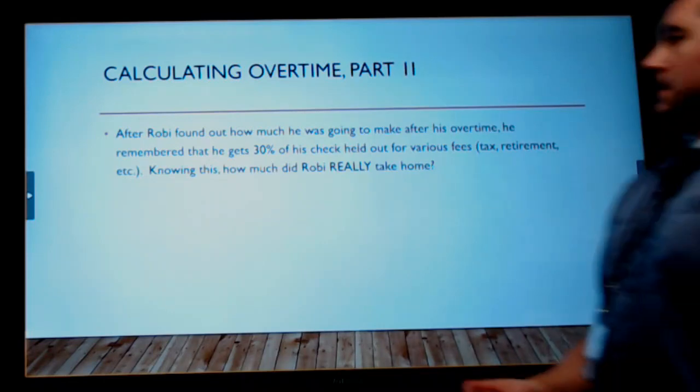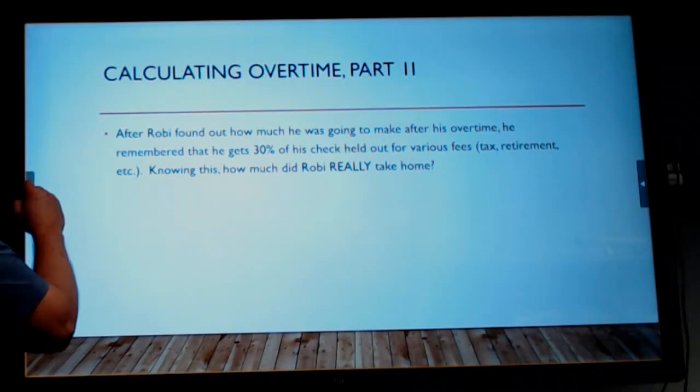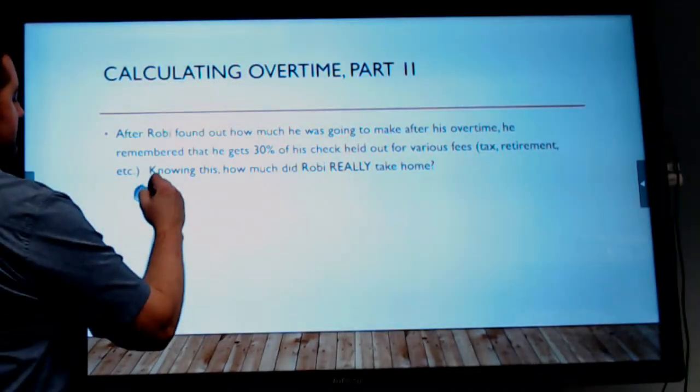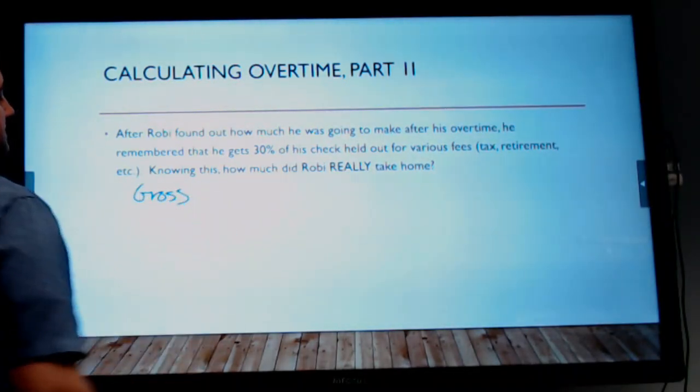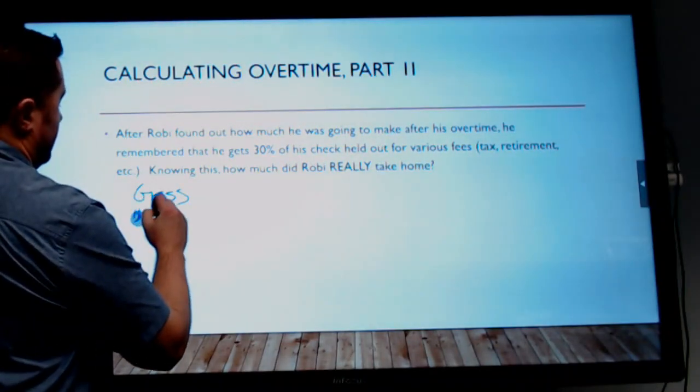So, after Robbie found out how much he was going to make after his overtime, he remembered that he gets 30% of his check held out for various fees, like we said, tax, retirement, could be going into savings. So knowing this, how much did Robbie really take home? Okay, so it's your gross from the last slide. What was the gross from last slide? 980. Good.